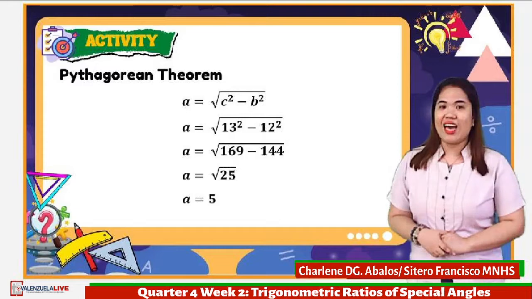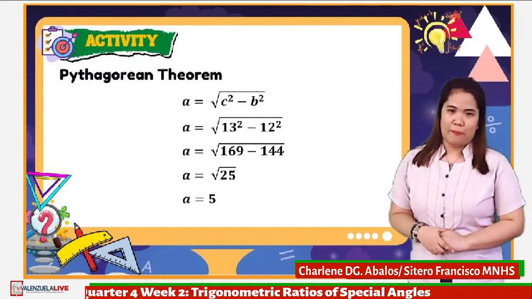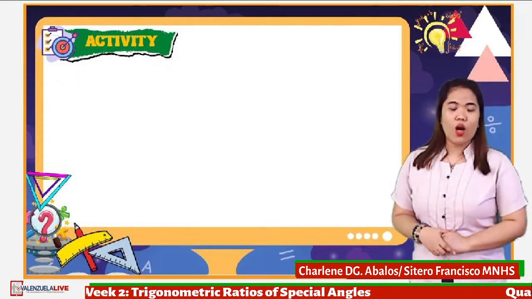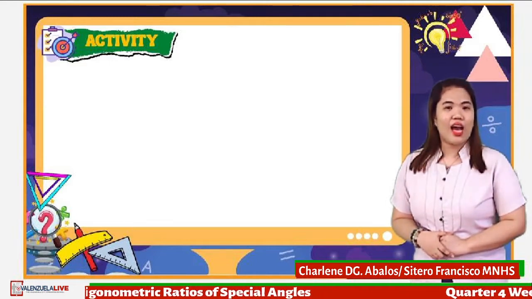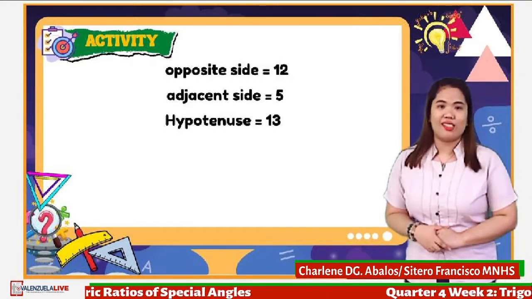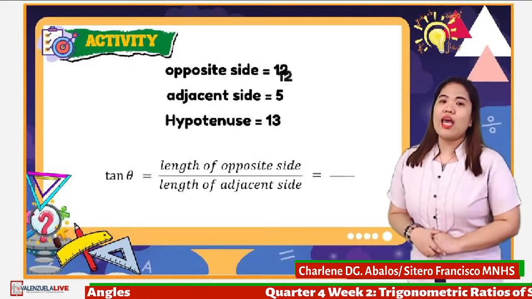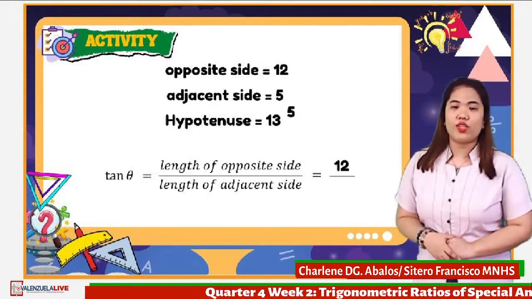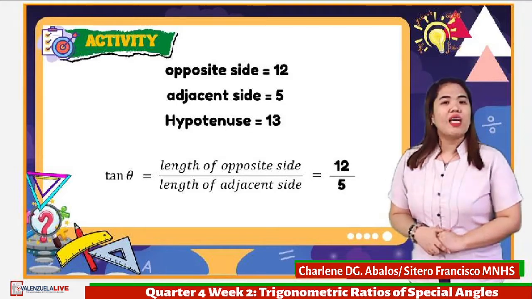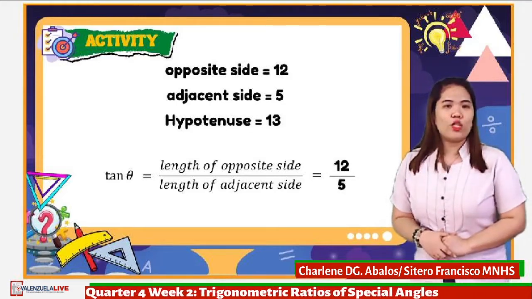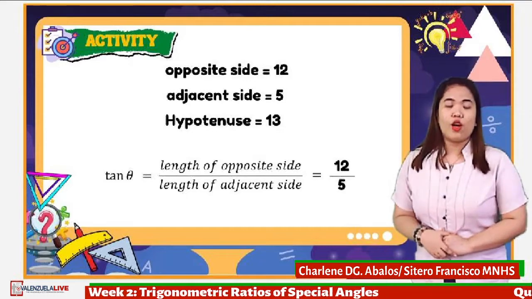Now, let's get the tangent theta. It is the ratio of the length of our opposite side to the length of the adjacent side. Opposite side measures 12 and adjacent side measures 5. Therefore, tangent theta is equal to 12 over 5.